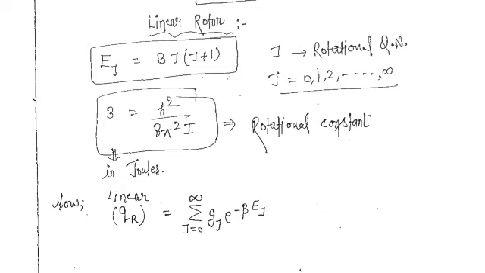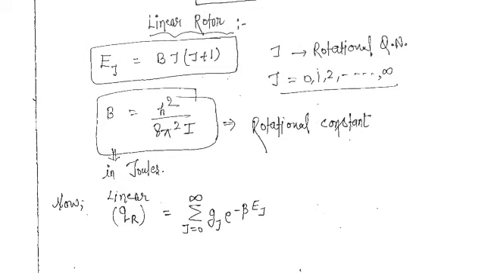Alright, so what actually we had started and where we have to terminate. We have to find out the partition function for the rotational system, for the rotation. Alright, so for the linear, q_R linear will be the sum over j equals 0 to infinity. Any of the levels can be possible. And this was the expression for the partition function.